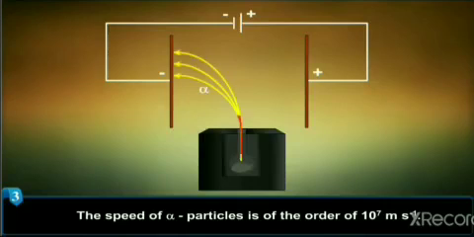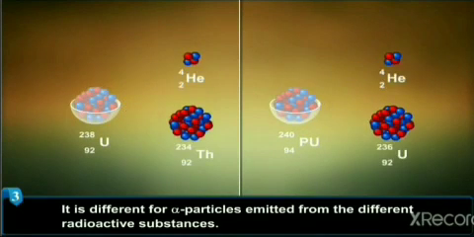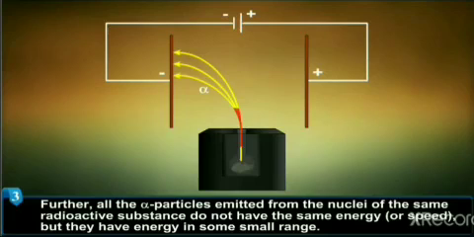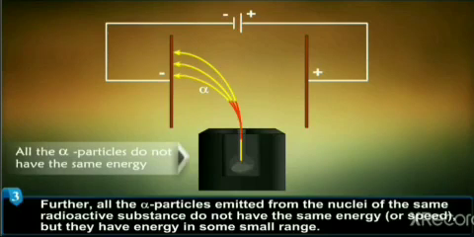3. The speed of alpha particles is of the order of 10^7 meter per second. It is different for alpha particles emitted from different radioactive substances. Further, all the alpha particles emitted from the nucleus of the same radioactive substance do not have the same energy or speed, but they have energy distributed in a small range.